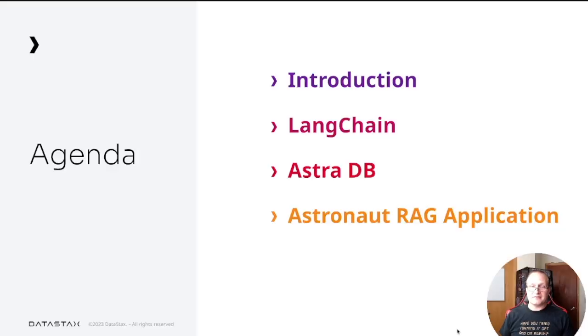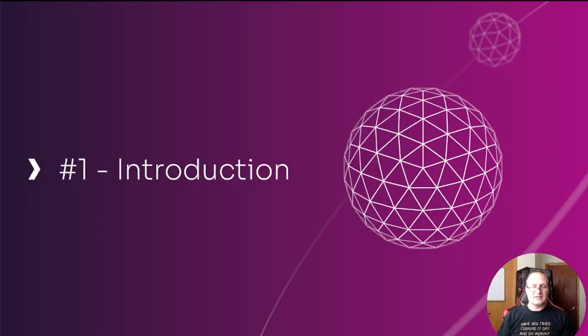So real quick for this short session today, we're just going to cover a quick introduction to everything, including all the things we're going to work with, as well as some terms that would be good to know and understand. We'll also take a quick look at LangChain, talk about what it's designed to do. We'll have a look at Astra DB, and then finally, we'll look at putting it all together in a RAG application.